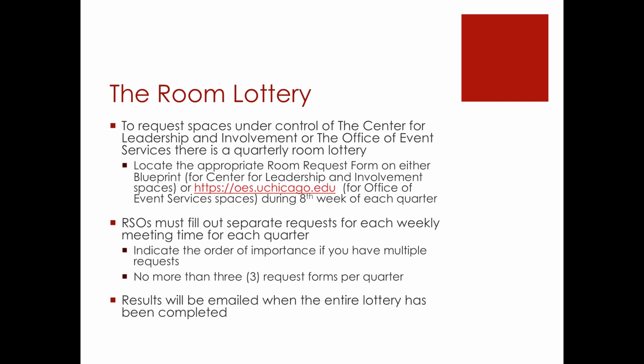The Room Lottery. The Room Lottery happens quarterly for the upcoming quarter. To request spaces under control of the Center for Leadership and Involvement or the Office of Event Services, locate the appropriate room request form either on Blueprint or at the OES website during 8th week of each quarter. RSOs must fill out separate requests for each weekly meeting time for the quarter and indicate the order of importance if you have multiple requests. No more than 3 request forms per quarter may be entered into the lottery. Results will be emailed when the entire lottery has been completed.